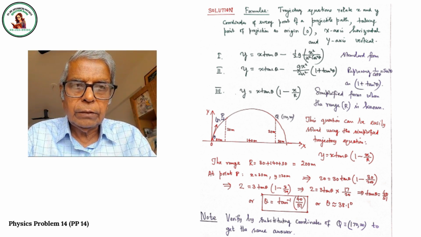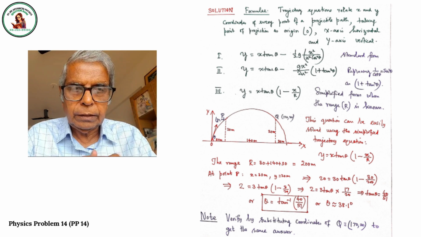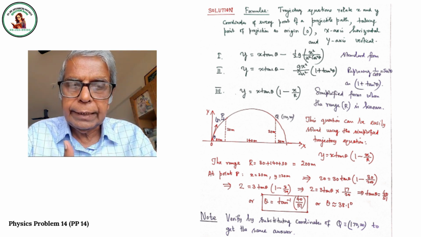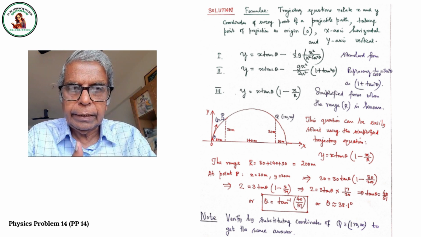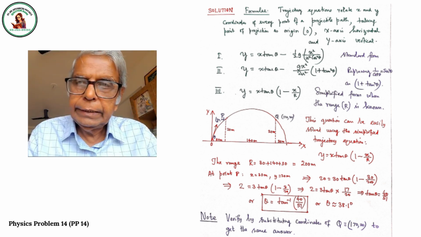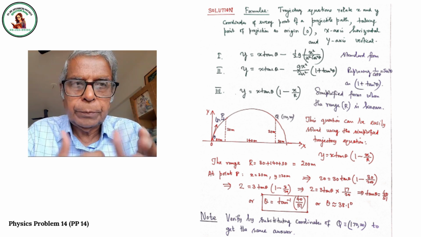So once the tan theta value is known, we are substituting, you can use the tan theta to know the angle. Tan theta is the requirement. Now, angle of projection.